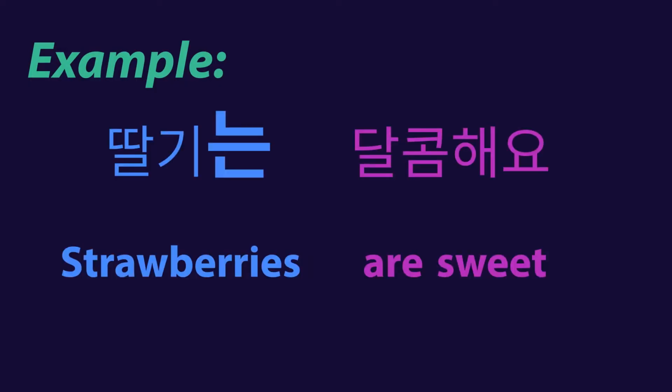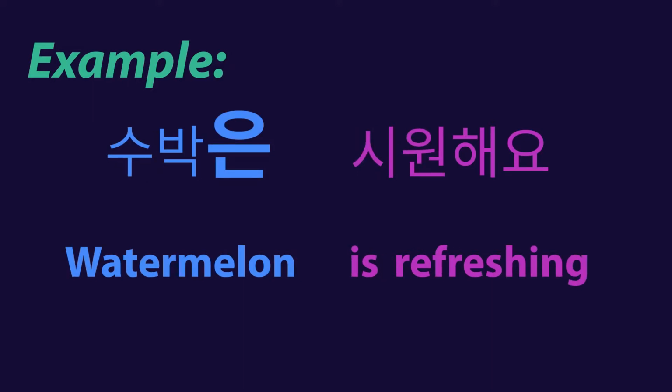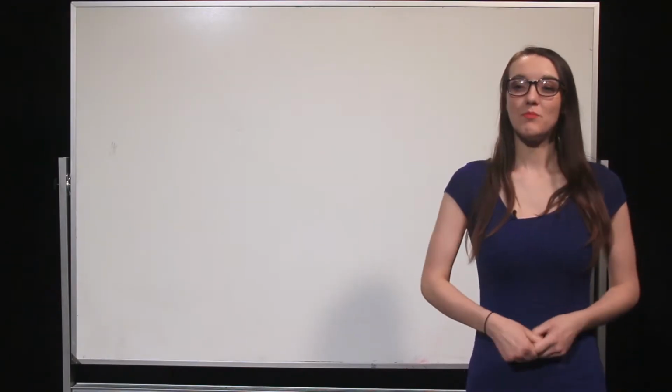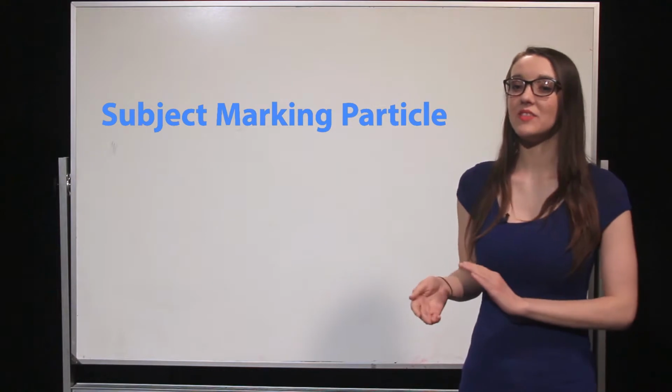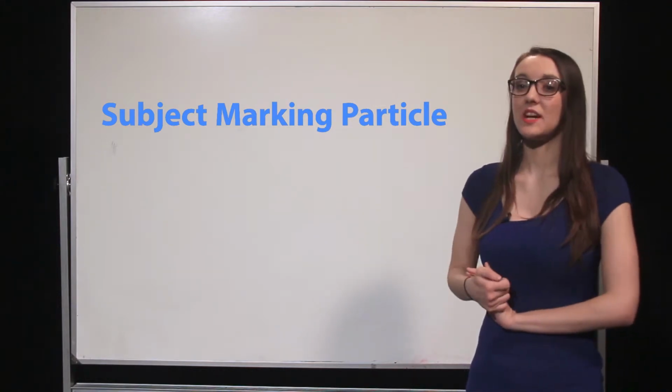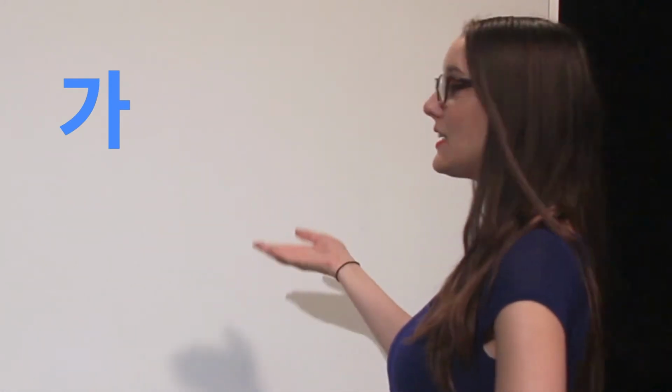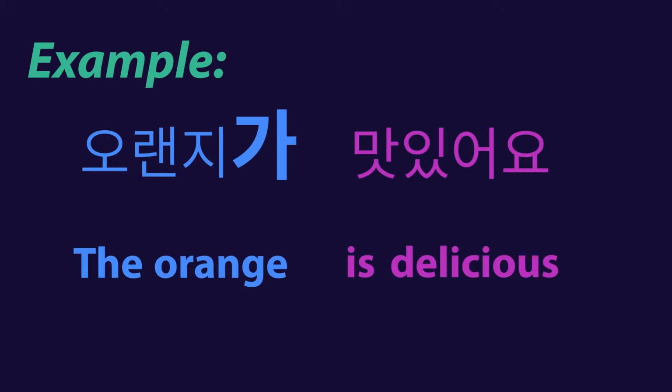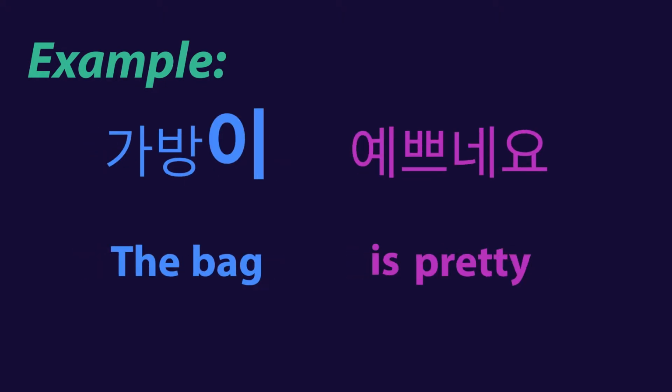For example, Strawberries are sweet. 딸기는 달콤해요. Watermelon is refreshing. 수박은 시원해요. There is another particle that marks the subject of a sentence, but it doesn't have the same implication. It simply marks the subject. The particle also changes depending on whether the noun it follows ends in a vowel or a consonant. If the noun ends in a vowel, it will be ga, but if it ends in a consonant, it becomes i. Here are some examples. The orange is delicious. 오렌지가 맛있어요. The bag is pretty. 가방이 예쁘네요.